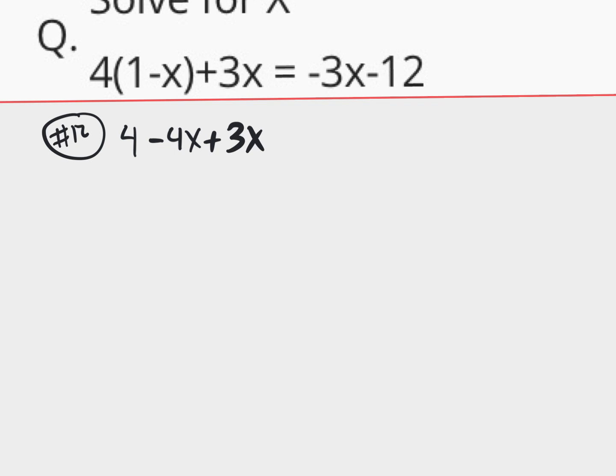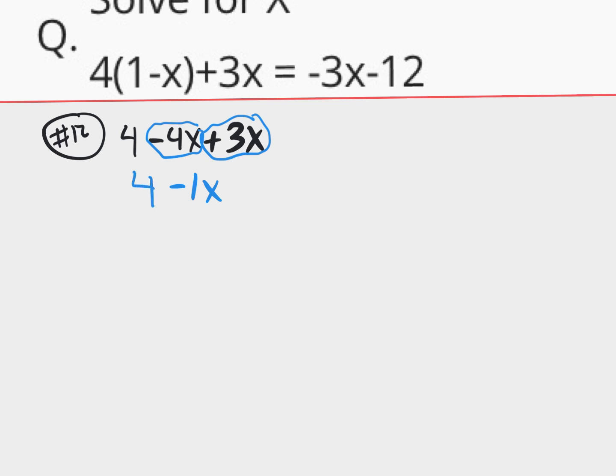And then after distributing, which I already did, now I could combine like terms, the terms that look alike. In other words, the negative 4x, I could combine that with the positive 3x. You could combine x's with x's. Negative 4x plus 3x, that is a negative 1x. Then, of course, bring down the 4 that you see right here, bring it down.